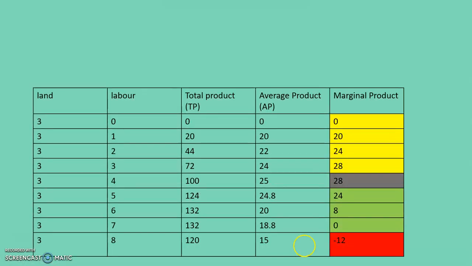Now let's look at the mathematical explanation of the law. Sometimes you'll be given a table and then they ask you to indicate where we have increasing, constant, decreasing, and then negative return to factor. Now, if you are given such a table, as I said, the indicator of the law is the marginal product. So we are going to concentrate more on the marginal product.